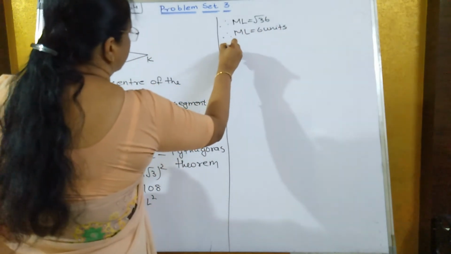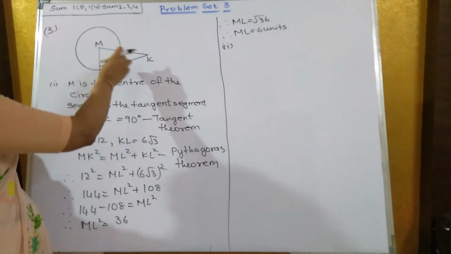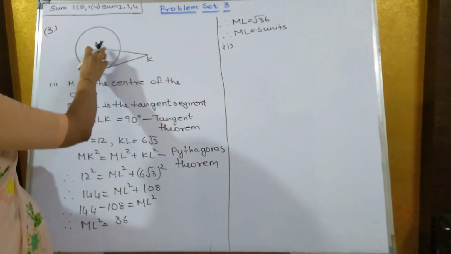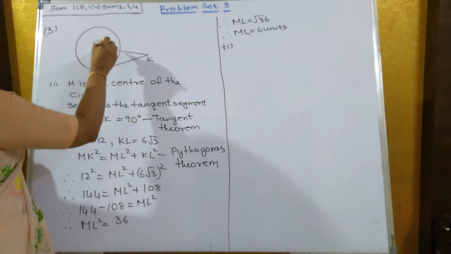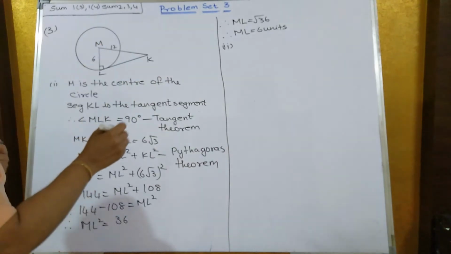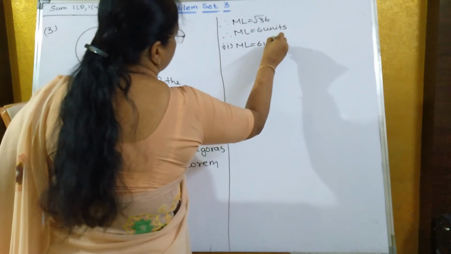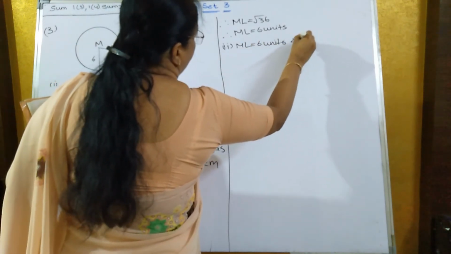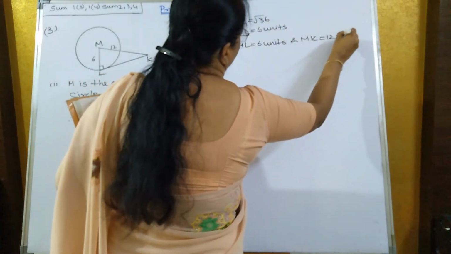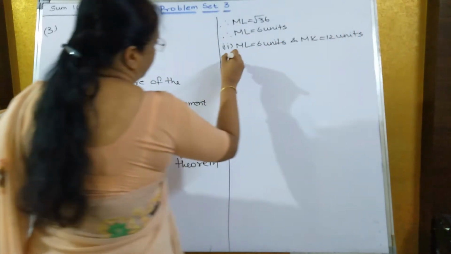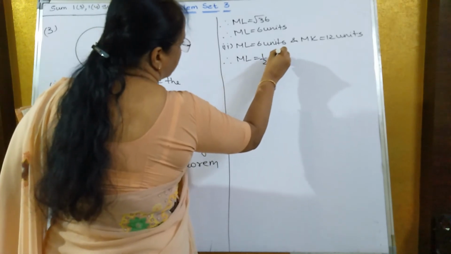Now second question, they have asked you to find out the measure of angle K and angle M. So this angle and this angle you have to find out. Now we know that ML we have got 6, and MK is equal to 12 units. So ML is equal to 6 units and MK is equal to 12 units. Therefore ML is equal to half of MK.